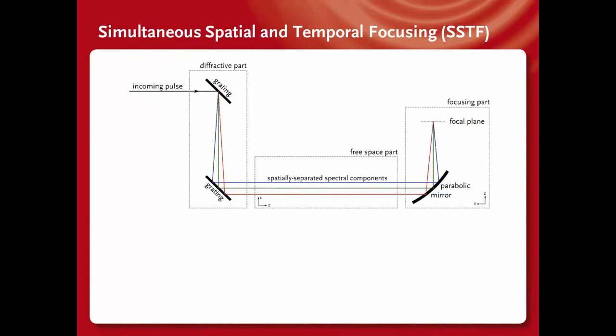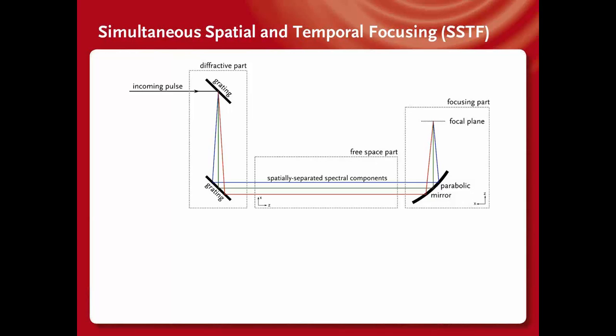So the simulation task was the following. We had an incoming pulse, and we split this incoming pulse with two gratings to spatially separate the spectral components. Then we used a parabolic mirror or some kind of aspherical lens to focus these separated spectral components, to bring them into the focal plane. By this first separation of the pulse and then the focusing, we get a so-called spatial and temporal focusing.